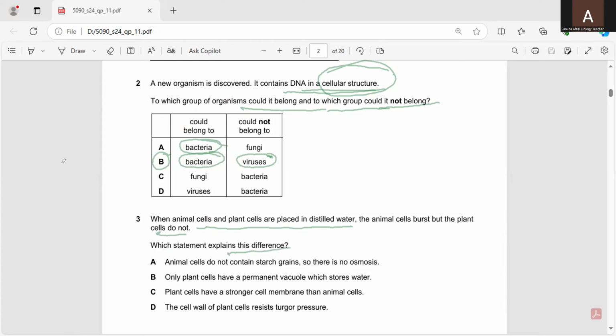Animals do not contain starch grains, so there is no osmosis. No relation with this. Only plant cells have a permanent vacuole which stores water. Plant cells have a stronger cell membrane than animal cells, which is also wrong. The cell wall of the plant cell resists turgor pressure. So D is the correct answer. The cell will not burst due to the presence of the cell wall.